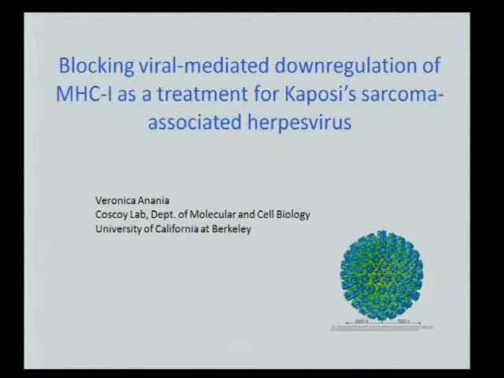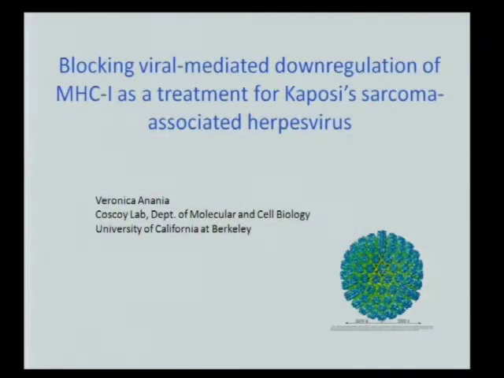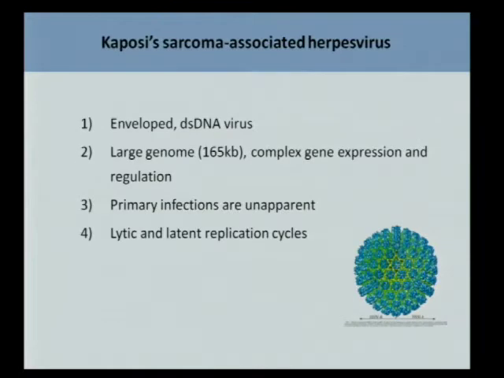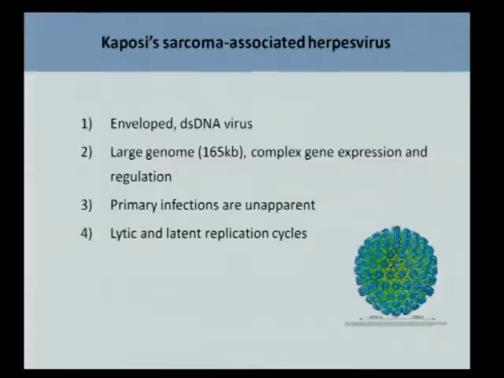OK, so I'm a graduate student in Lana Koskoi's lab. And today, I'm going to be talking to you about blocking viral-mediated downregulation of MHC class I as a potential treatment for Kaposi's sarcoma-associated herpesvirus. So Kaposi's sarcoma-associated herpesvirus is a double-stranded DNA virus. Because it has such a large genome, it's capable of encoding many different genes that are responsible for helping the virus evade the immune system. And I'm going to be talking to you today about one of those examples.